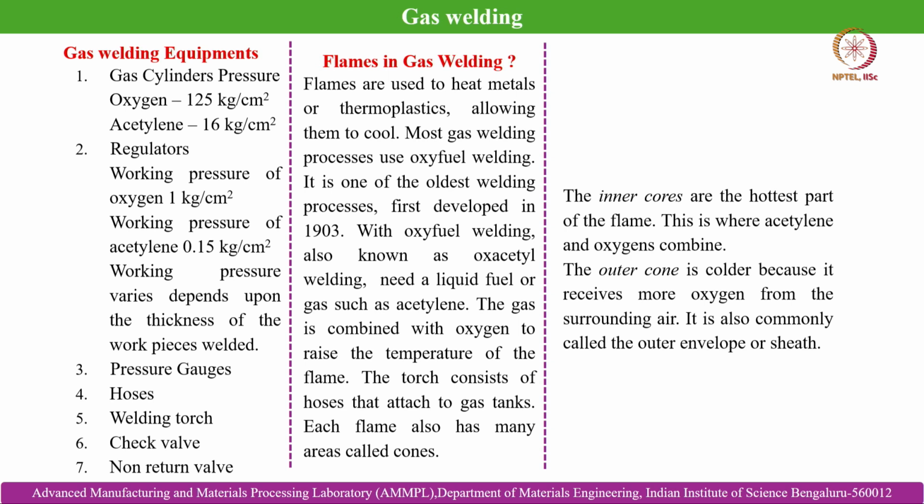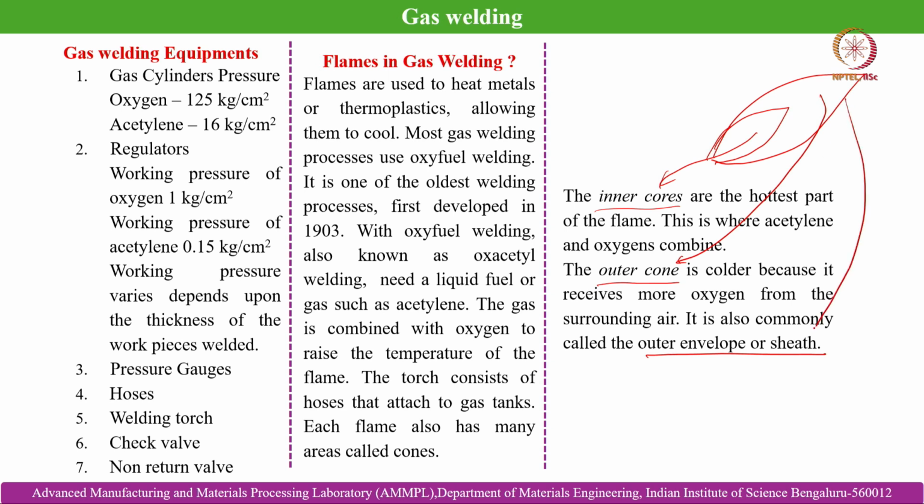The inner core of the flame generated is the hottest part of the flame. This is where oxygen and acetylene combine, and the outer cone is colder because it receives more oxygen from the atmosphere and the surrounding air. It is also commonly called the outer envelope or sheath. These are the two important segments of the flame generated. In a typical flame, there is the inner core or cone, and this is the sheath or outer cone.